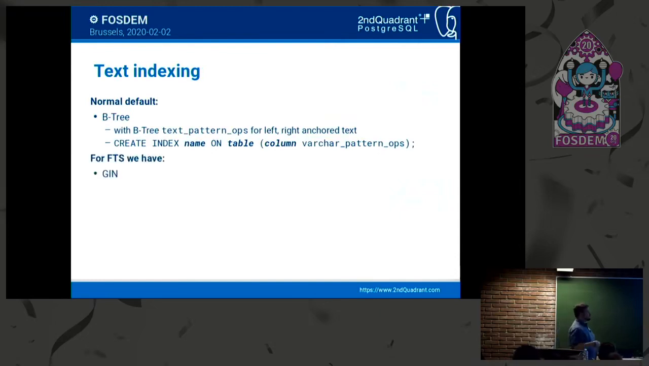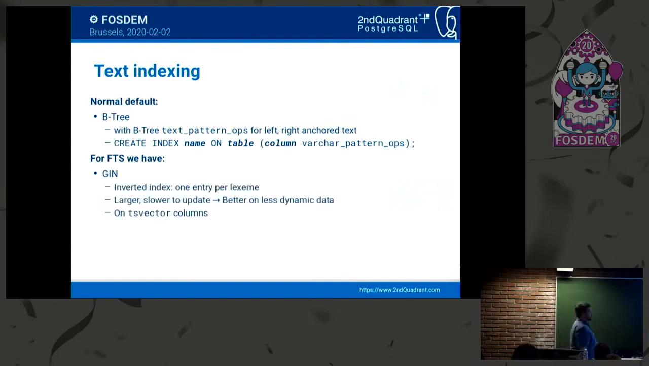For full text search, we have the GIN index, which is an inverted index, which means that each lexeme has one entry in the index. It is quite large, and it's slow to update. So it is better used on less dynamic data. And you apply it on TS vector columns.